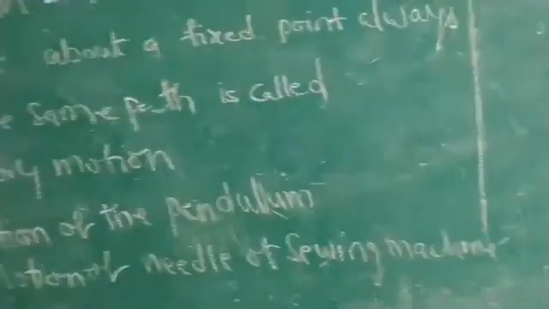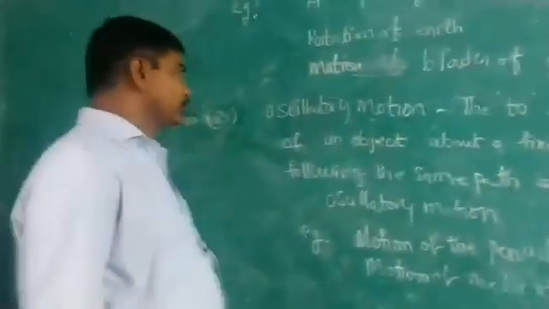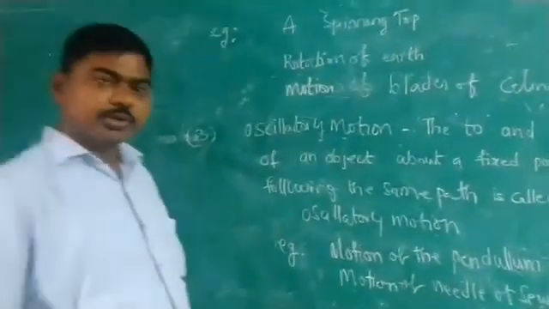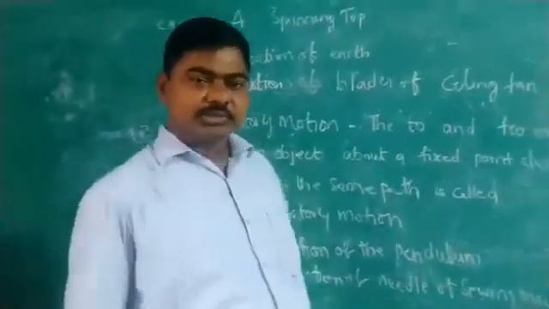Children, you learned about the types of motion: translatory, rotatory and oscillatory motions. Okay, we'll stop here. In the next class, we will continue.